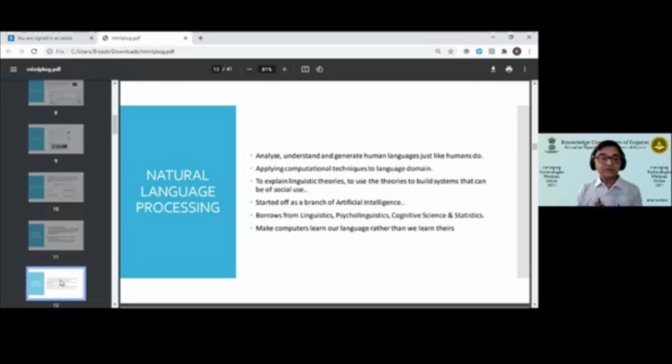So natural language processing involves analyzing, understanding and generating human languages just like humans do. It is about applying computational techniques to the language domain, to explain linguistic theories, and to use the theories to build systems that can be of social use. It started off as a branch of artificial intelligence, but it borrows heavily from linguistics, psycholinguistics, cognitive science, and statistics. It makes computers learn our language rather than we learn theirs.